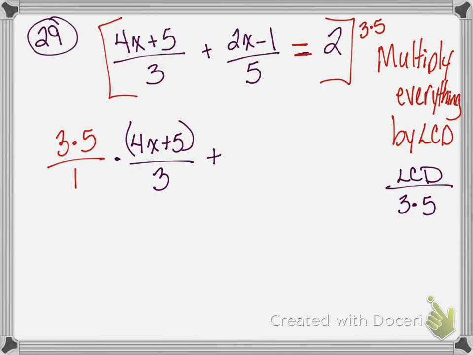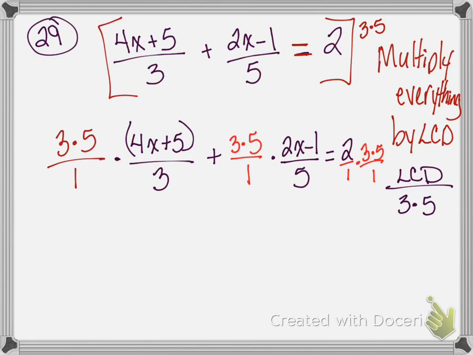Then I have 3 times 5 over 1 times (2x − 1) over 5. And then I have essentially 2 over 1 times 3 times 5 over 1, because in that one, nothing's going to cancel out.